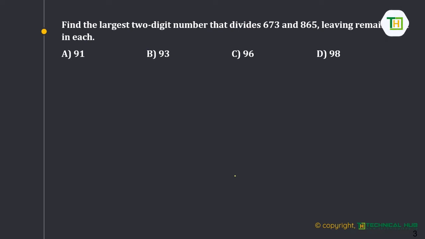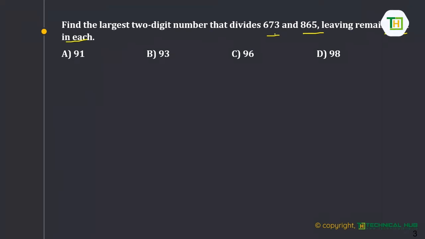Find the largest two-digit number that divides 673 and 865 leaving remainder one in each case. So this is an HCF application. In LCM also we have given 3 conditions. In HCF also we have given 3 conditions. So use those conditions or go for option verification.